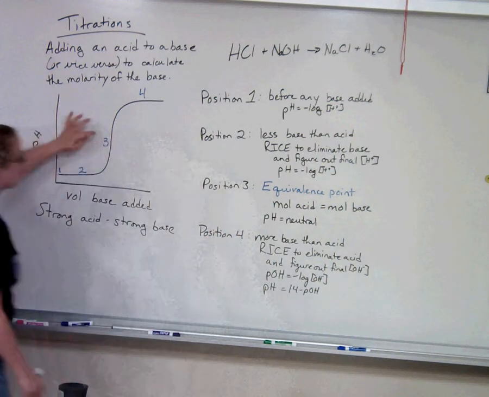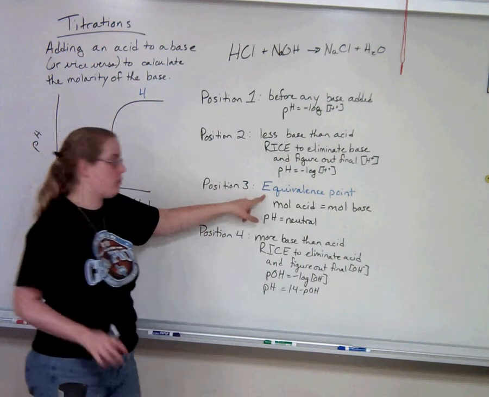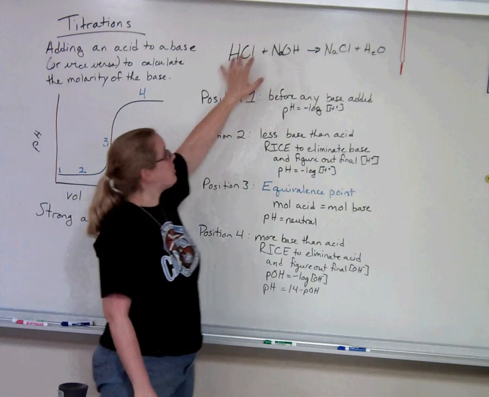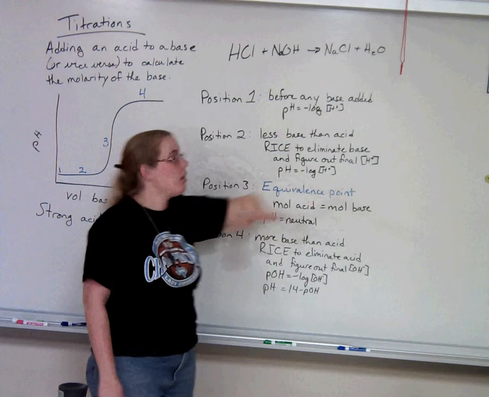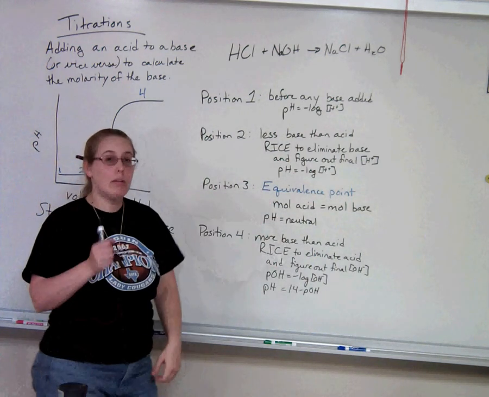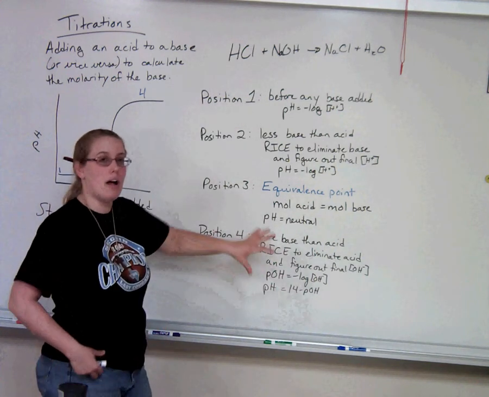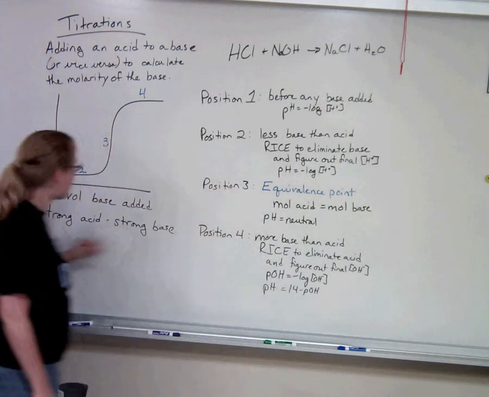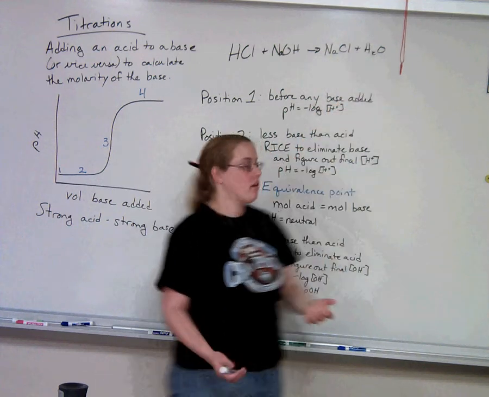Position 3 is called the equivalence point. This is a little vocabulary term for you. At equivalence point, the amount of acid equals the amount of base. That means our stoichiometry is equal. If stoichiometry is equal, we're talking about moles. So be really, really careful here because you have to have moles rice tables for all of this, not molarity rice tables. At this point, if you have a strong acid and a strong base, you're neutral. You have some kind of neutral salt and water.